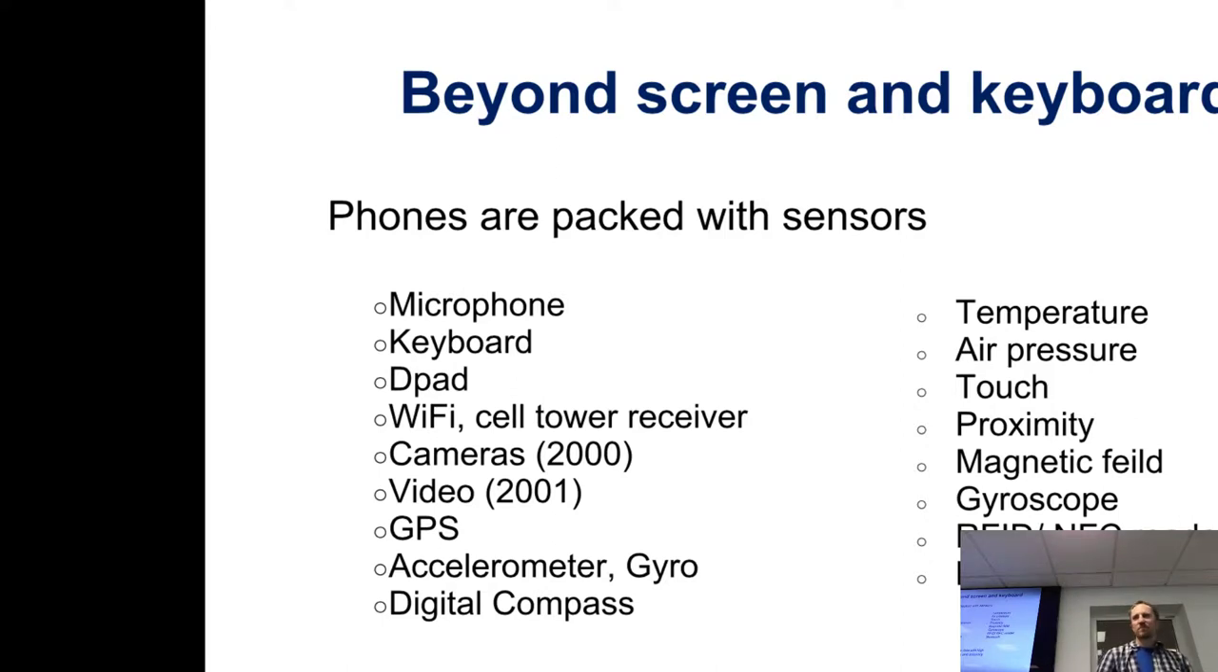And some phones don't turn it on again. Like I have this Android phone and it properly dims the screen. And then I take it away and it's still dimmed. You have to touch it to undim it. Magnetic field, gyroscope, yeah, we did that twice. RFID and near field communication readers and Bluetooth.